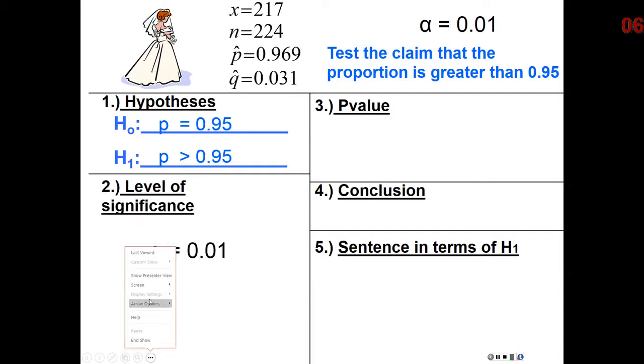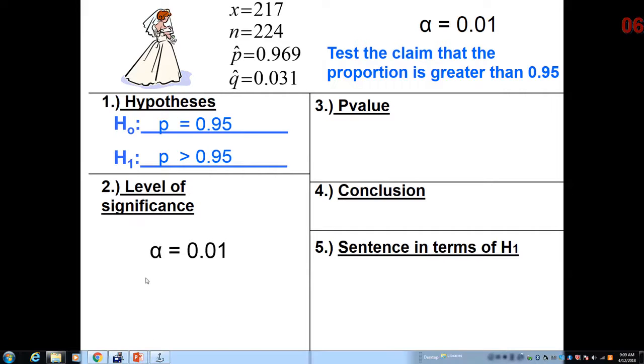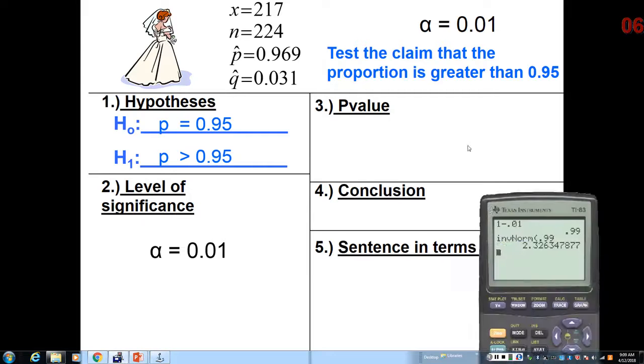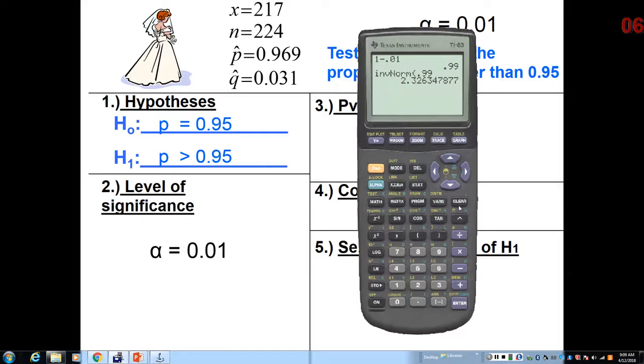Okay, so I'm going to go over here to my calculator. Now I'm going to go to stat, then go to test, and now I'm going to go to a 1 prop Z test. So we're going to go over here. Okay, this is our p sub 0, this right here, so that's going to be 0.95.